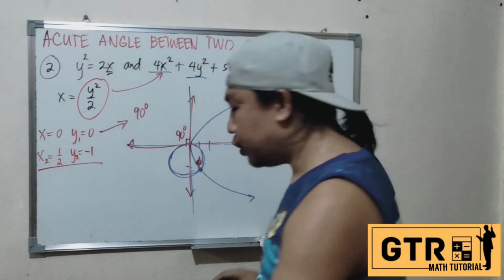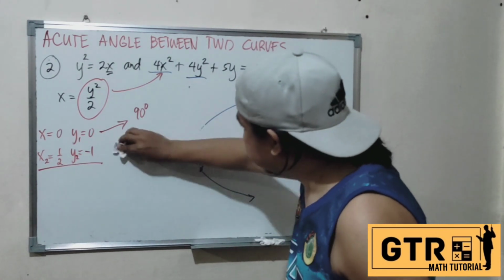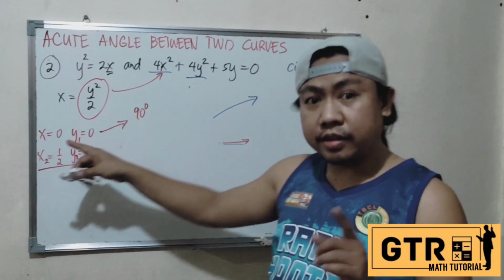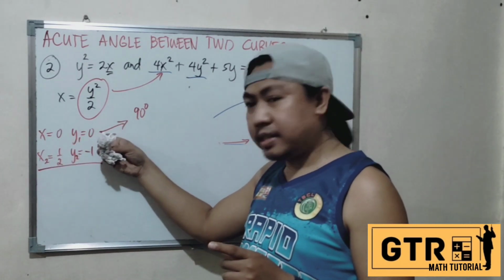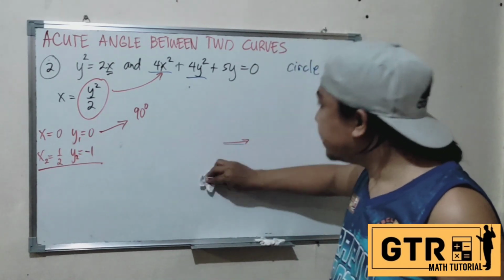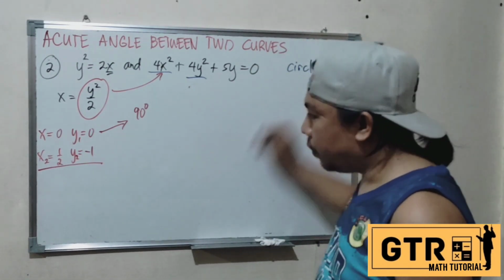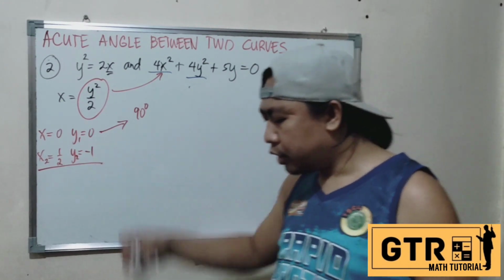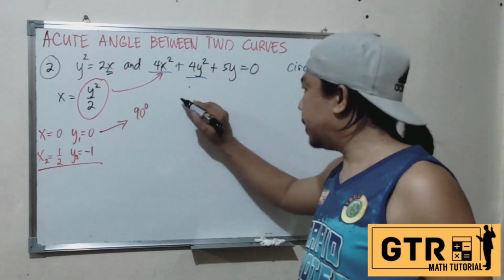Okay, so now solve using the derivative. We have 2 points of intersection, but the angle at the point 0, 0 is 90 degrees. So that is not the answer that we are looking for. We're looking for the acute angle for this point of intersection. So get the slope by finding the derivative.